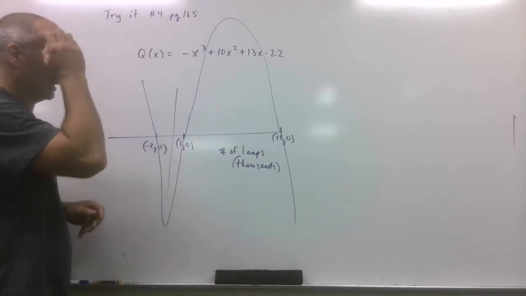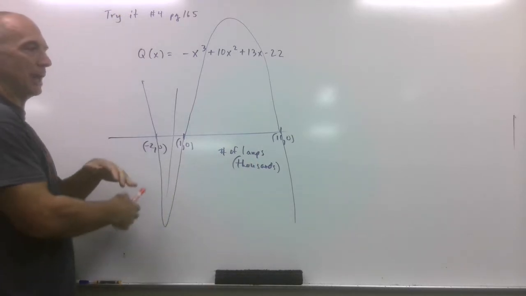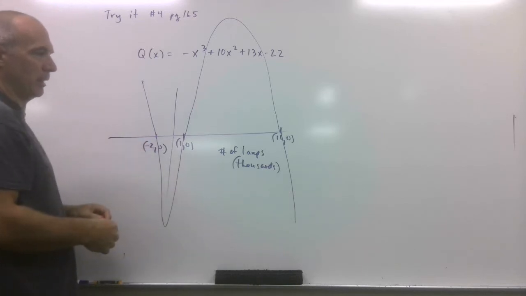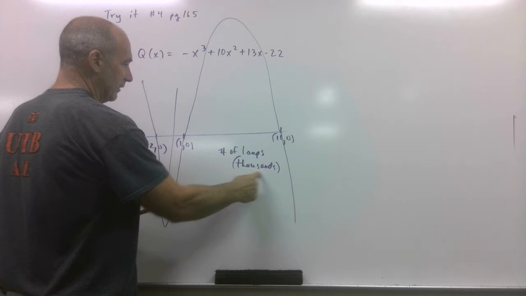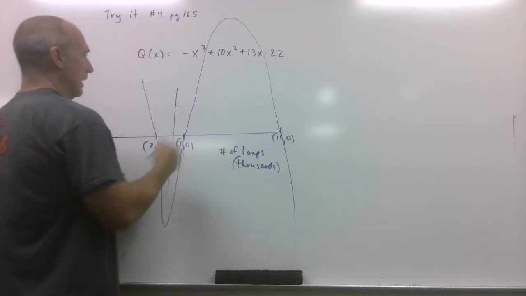Okay, so went to decimals, got a drawing just like this. It's a little different looking on decimals. But again, we're not looking for perfection in the drawing. We're trying to answer the question, how many lamps do they need to sell in order to make a profit?